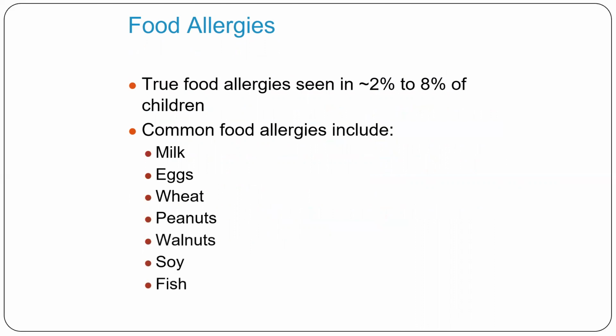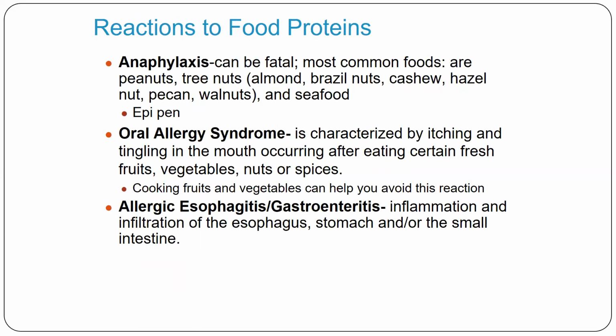Here's the common list. Sorry, I went a little quick. Food allergens do have to be listed on the ingredient label. They have to identify if any of these common allergens are in foods, because it is such a significant problem for so many people. So milk, eggs, wheat, peanuts, walnuts, soy, and fish, especially shellfish. If you've ever seen someone have a reaction to a food, the first one, anaphylaxis, is the scariest and the one that can be fatal.